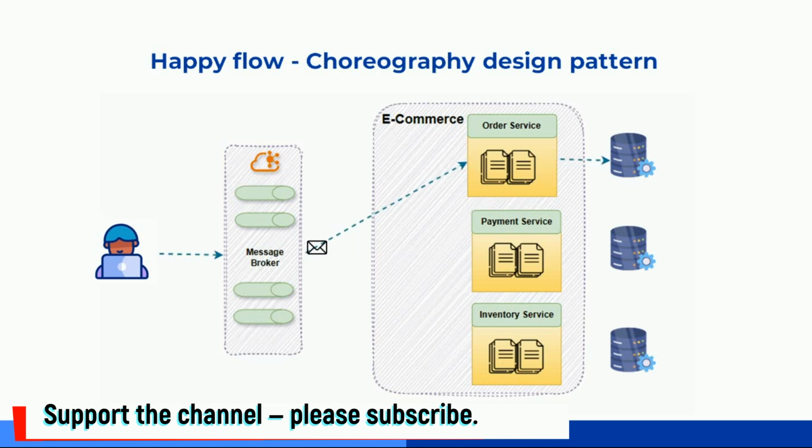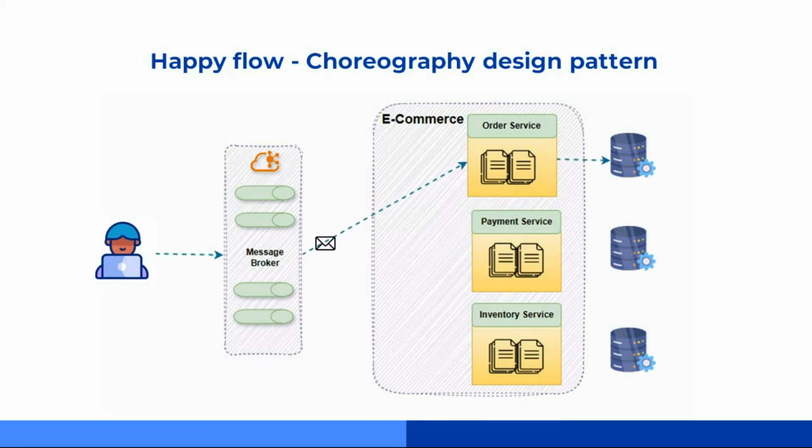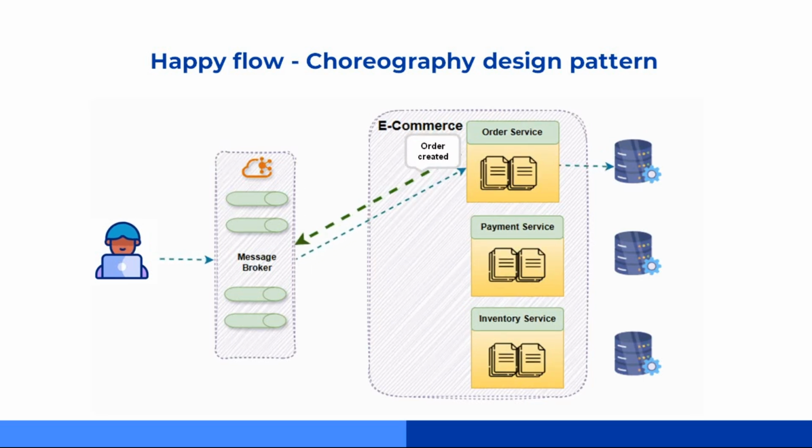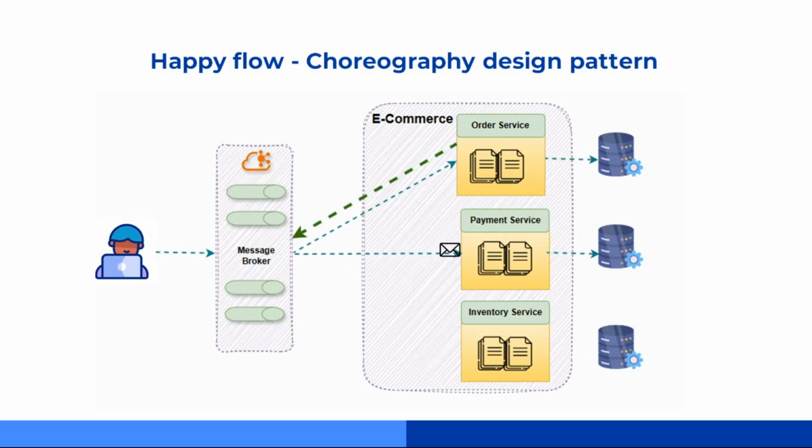So here's how the happy flow works. First, the client sends a request to place an order. Then this request lands in the choreography layer. You can think of this as our event bus or message router, which is purely event driven. After that, the choreography publishes an event to the order service.